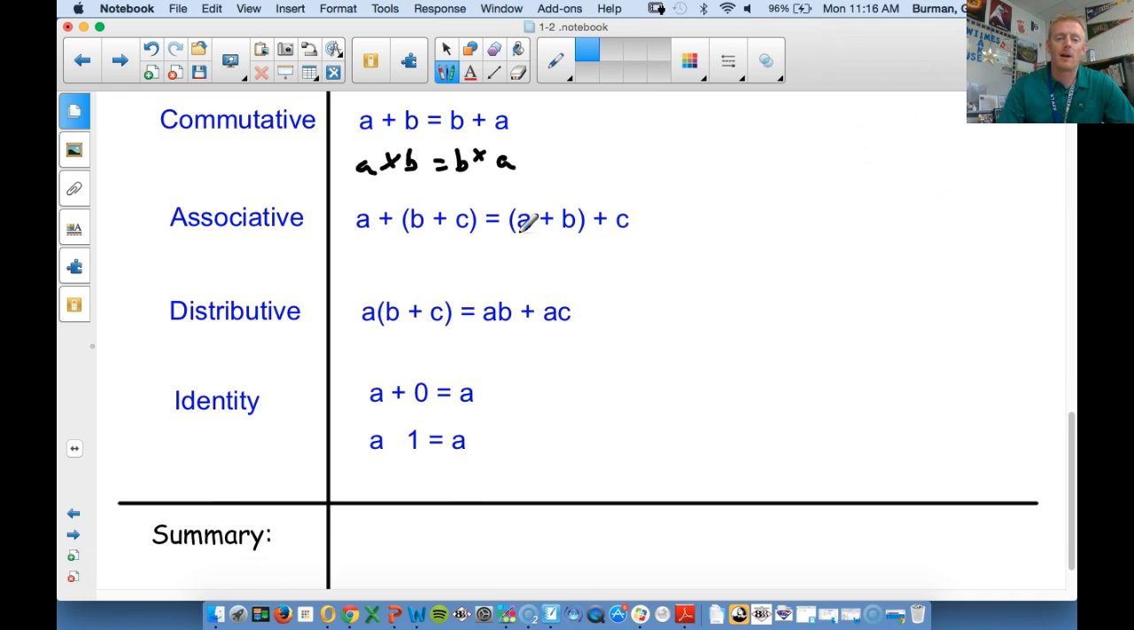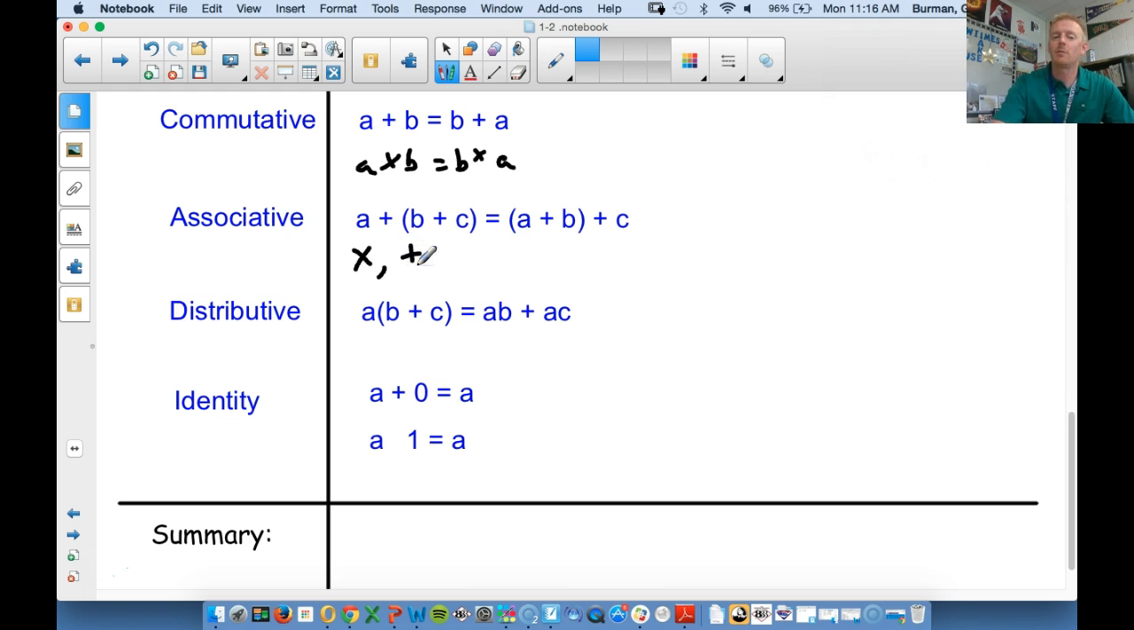The associative property is that you can group any series of addition or multiplication problems in any which way you want to group them by putting the parentheses around them, and they will also still equal the same answer. So that works for, again, multiplication and addition.